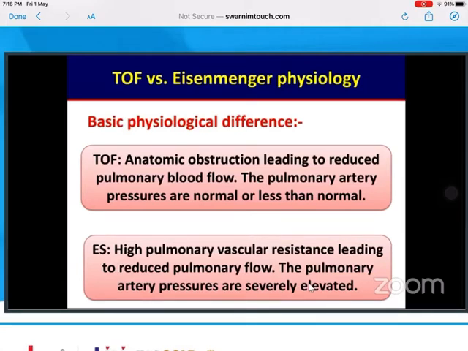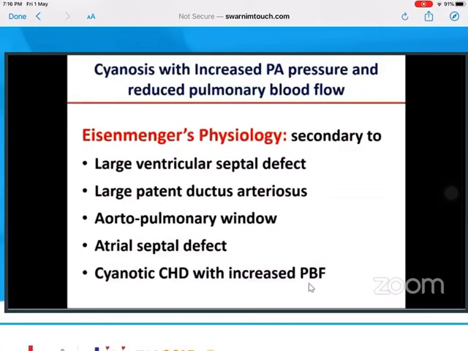So Eisenmenger syndrome also has low pulmonary blood flow, and that is an important thing to remember. It doesn't fall into the category of high flow. The pressures are high, but the flow is reduced. We all know it is most often secondary to a large ventricular septal defect or a large PDA. AP window is a relatively rare disease, but it can produce very early Eisenmenger syndrome.